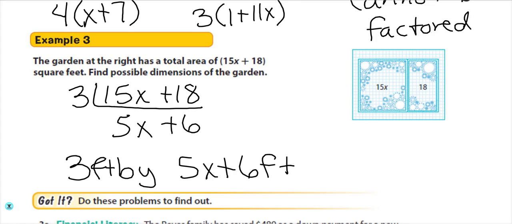Okay, so if I multiply those back together, I would end up with my 15x plus 18. Okay? So just remember that area is length times width. So this is my width, and this is my length. We take length times width. Okay, so we're multiplying them together. Yes? All right.